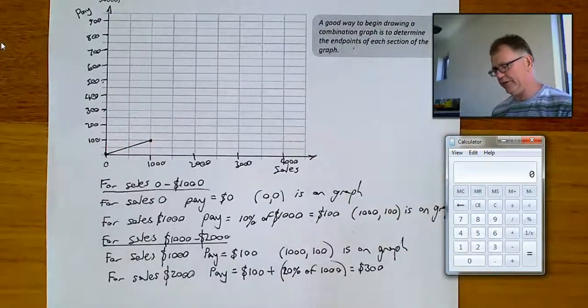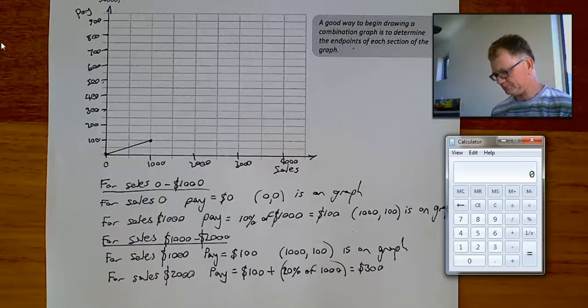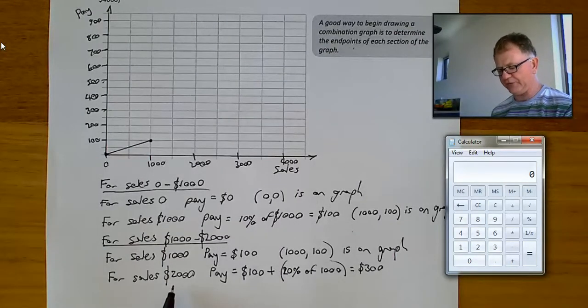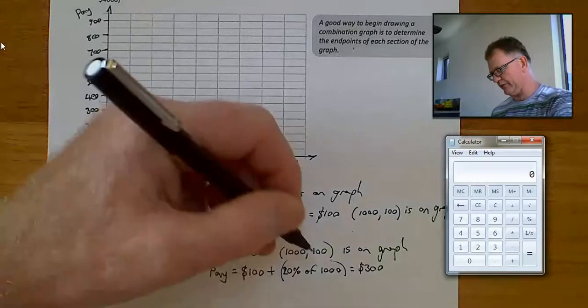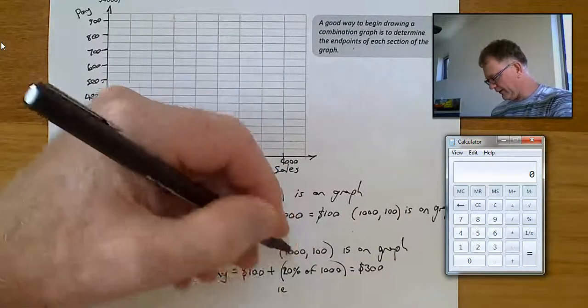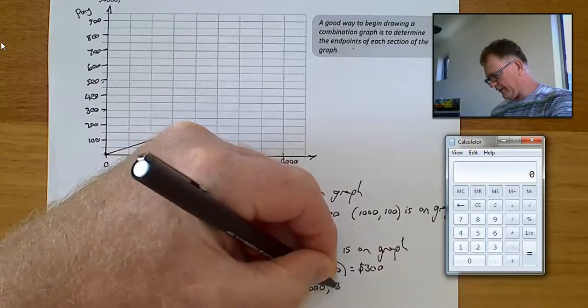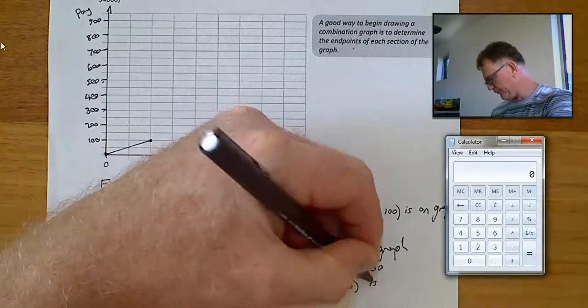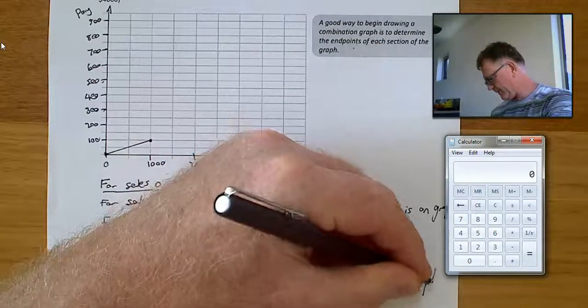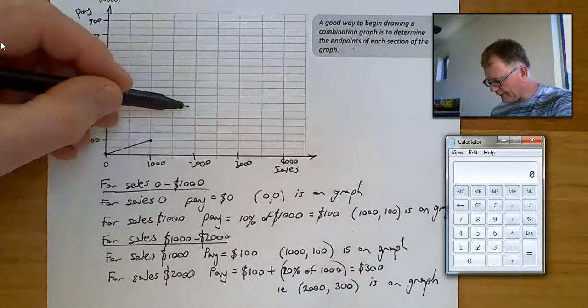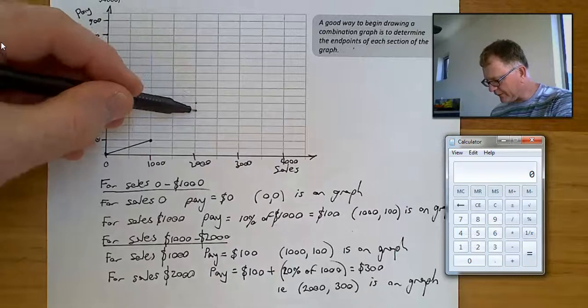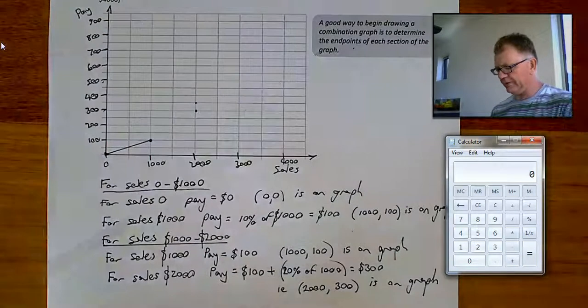So we've found that this particular pay bracket starts at 1,100 and the end point is when he sells $2,000 worth of goods and gets paid $300. So in other words, the point $2,000 worth of sales, pay $300 is on the graph. I'm going to put that on now. $2,000 gets paid $300 is on the graph, and you can connect them together with a straight line.